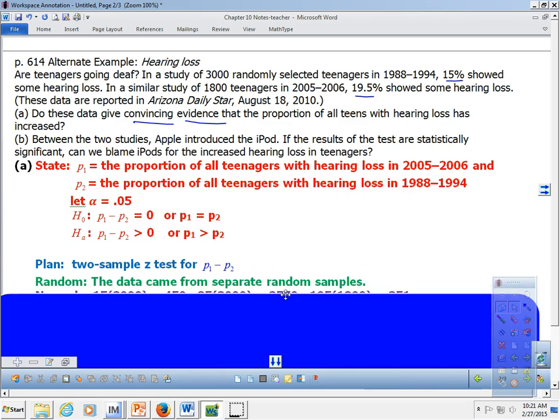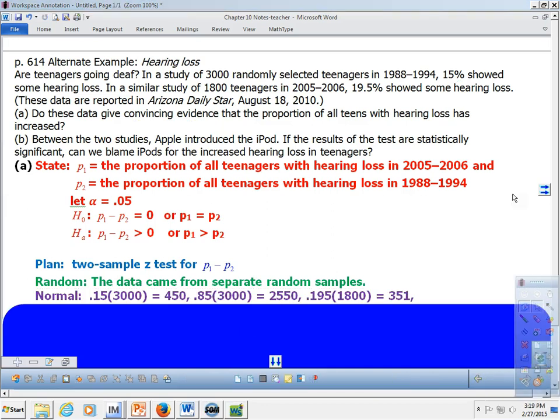And so our random condition, we've got to talk about the fact that both samples will come from random selections. Right, this says a study of 3,000 randomly selected teenagers here, and a similar study suggests that they were randomly selected in the second study as well. So they came from separate random samples.